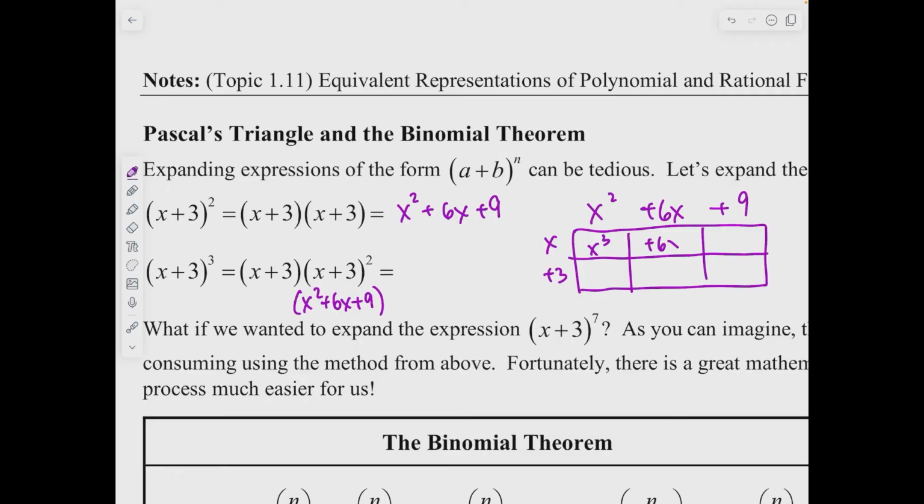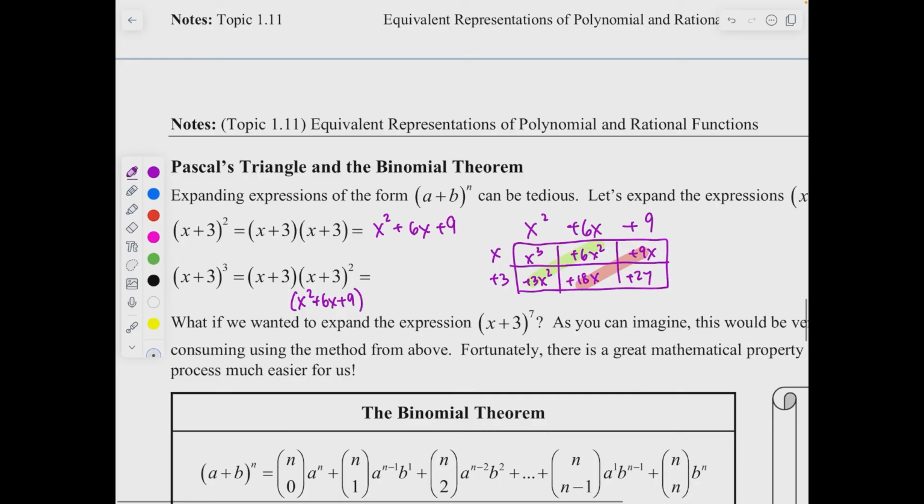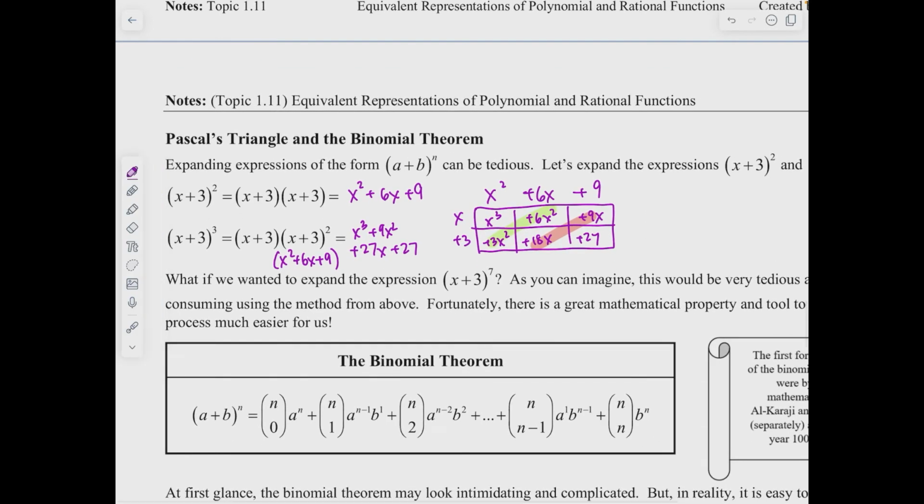So x cubed plus 6x squared plus 9x plus 3x squared plus 18x plus 27. What happens here is your diagonals are your like terms that you can combine with each other. So therefore, we'll be looking at x cubed plus 9x squared plus 27x plus 27. Okay, but what if we wanted to do (x + 3) to the 7th power?